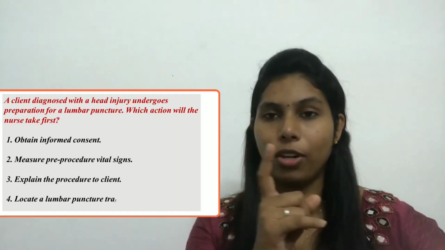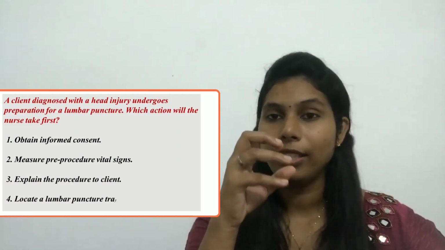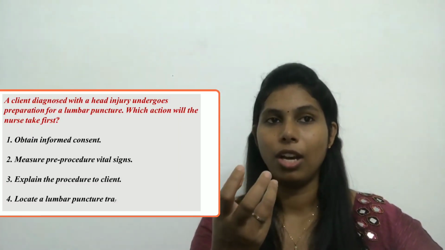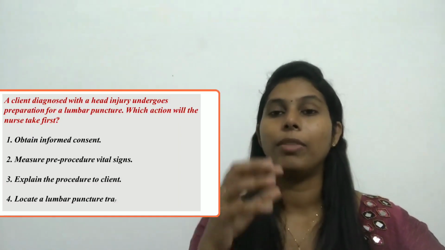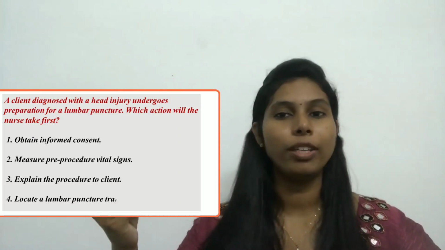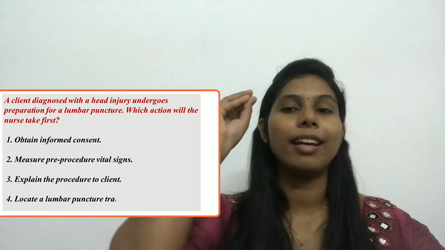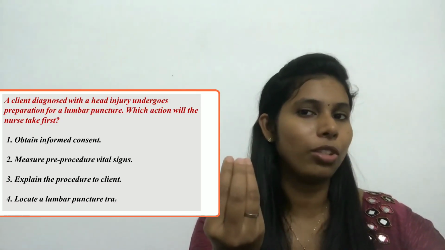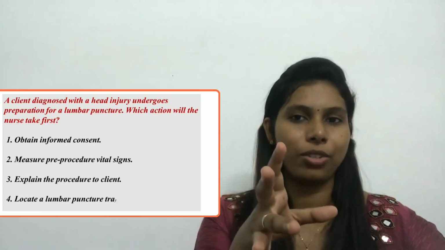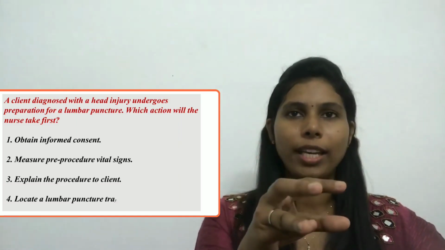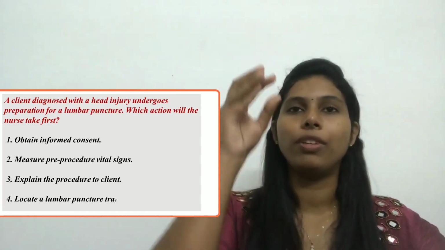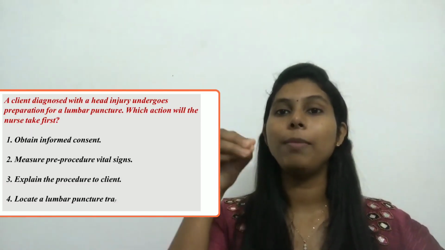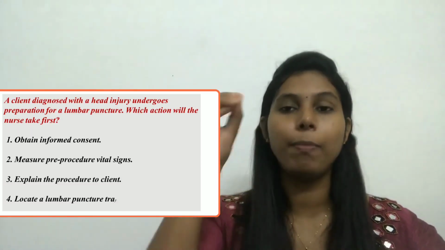That is very important. While she is taking the vital signs, if there is any variation or any high temperature, it's an indication of increased intracranial pressure. So if there is increased intracranial pressure, can we do the lumbar puncture? No, we cannot. It's a contraindication. So the best first action the nurse can take in this scenario is to measure the pre-procedure vital signs. Keep it in mind.